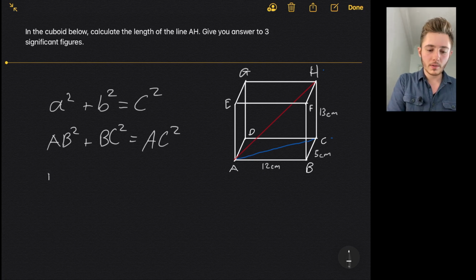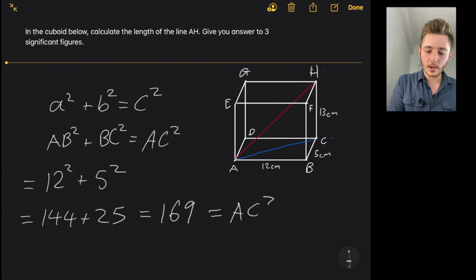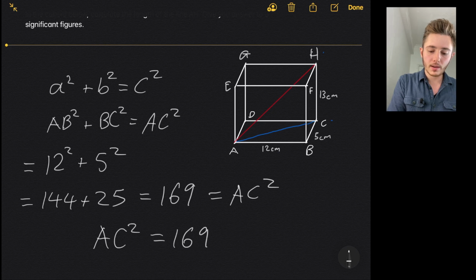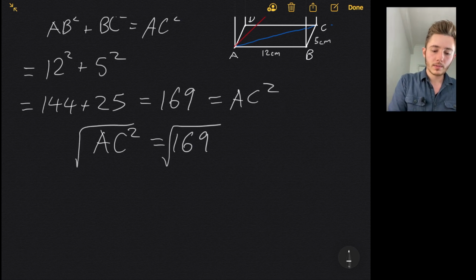So AB is 12, so we've got 12 squared plus 5 squared, and that equals 144 plus 25, which equals 169. So now we know that 169 is equal to AC squared. Let's write that more clearly down here. AC squared is 169. Now we want AC by itself, so we're going to take the square root of both sides. So we can say AC equals 13.